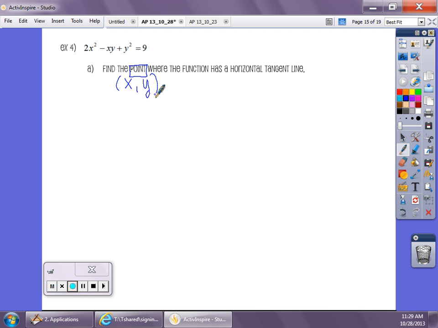Horizontal tangent line. Help me out. How do I find a horizontal tangent line? Derivative equals how much? 0. What do I write for derivative here instead? dy dx. So go. Go. What do you need to find?